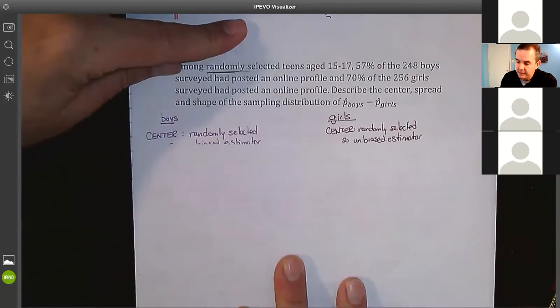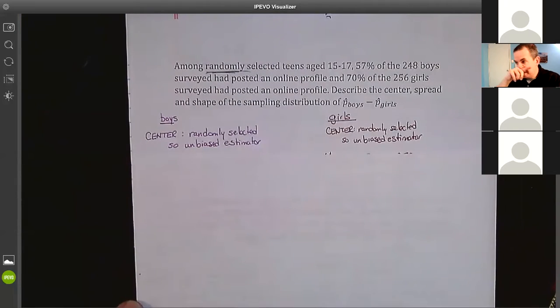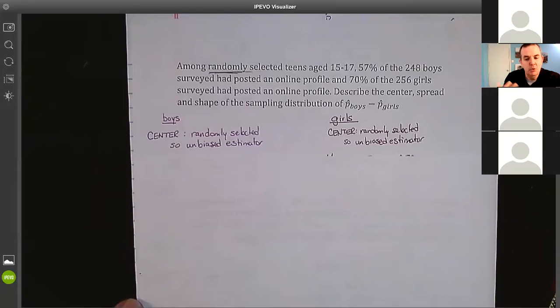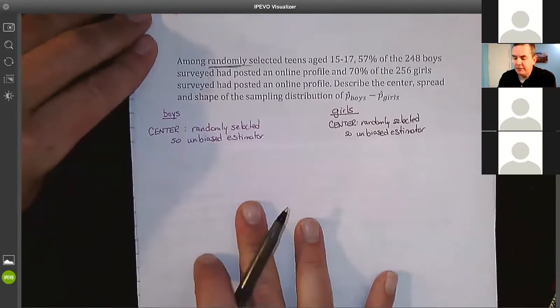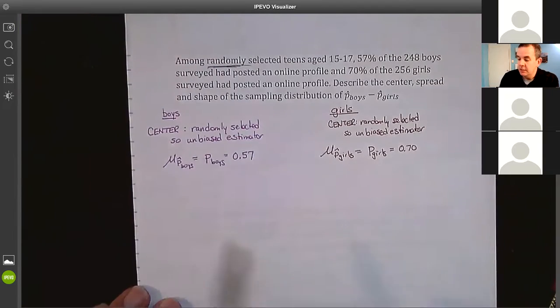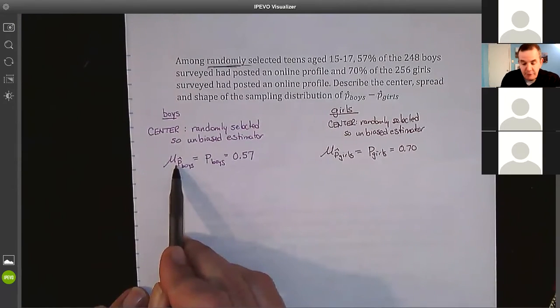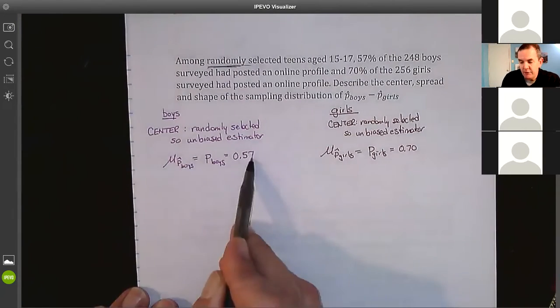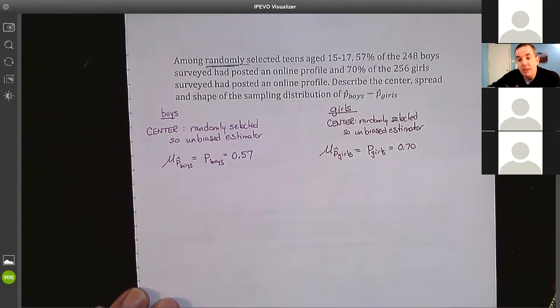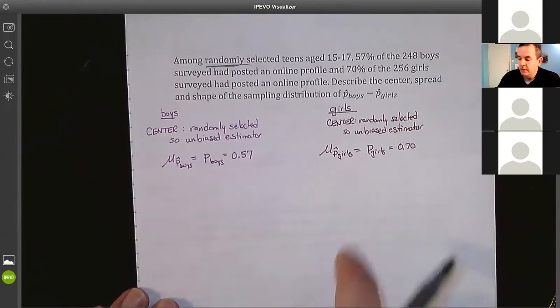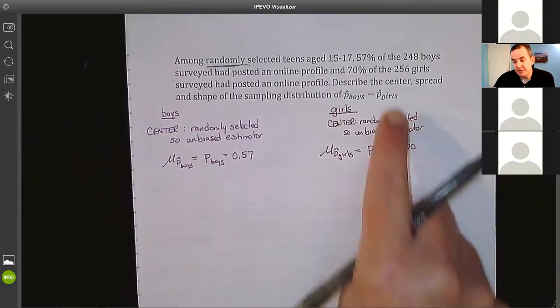Since they're both randomly selected, they're called unbiased estimators. What that means is if I kept doing this process, 248 boys, 256 girls, over and over and over again, I would find the following. I'm going to make my best guess: I'm going to say the average of all of those p hats for boys is going to be that 57% I just came up with. I'm just going to go on that because I don't know any better. We don't really know the answer, so we're going to use our sample as our jumping off point. For girls, I'm going to use the 70% that I got.